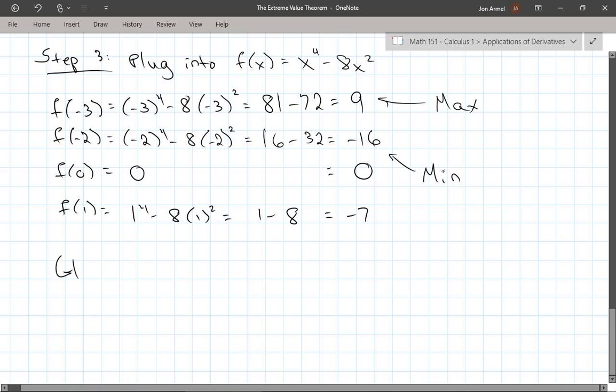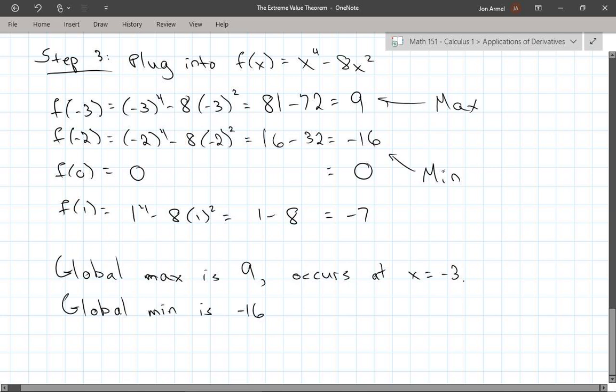So we'll say the global max is 9, and it occurs at x equals negative 3. Notice that's the end point of the interval. And the global min is negative 16. So we could say the global minimum value, or we could just say the global minimum. And that occurs at x equals negative 2.